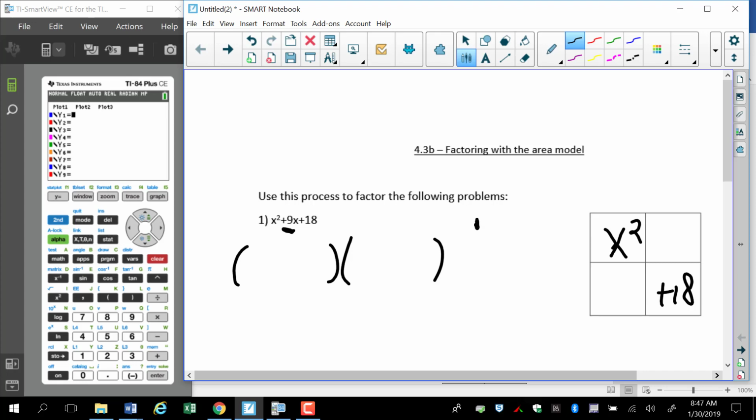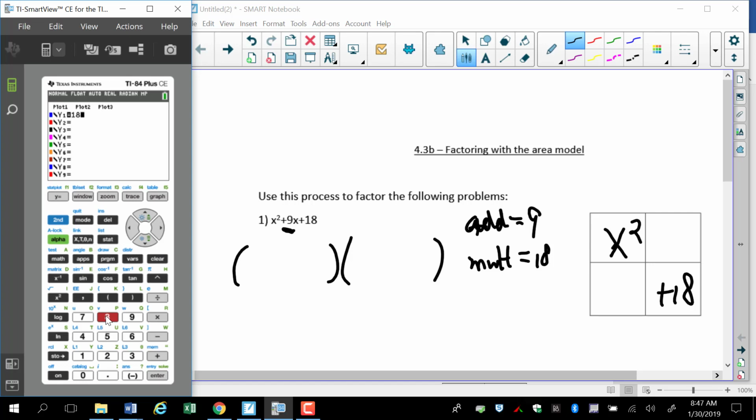So we know that they have to add to 9. The second thing we know is that when we multiply here and multiply here, they have to give you the same thing. So it has to multiply to give you 18. So what two numbers add to give you 9 and multiply to give you 18? Now, if you're not really good with mental math, if you can't figure this out in your head, there's a neat little trick you can do on your calculator. Just take that last number, which is 18, and divide it by x.